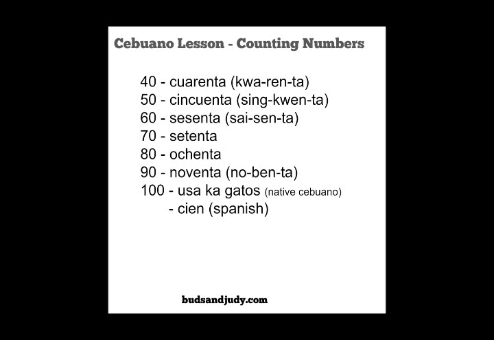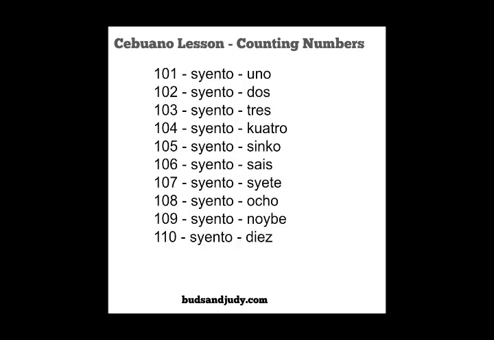So the 100 is usa ka gatos, it's native Cebuano, or you can say ciento in Spanish, but usually we say usa ka gatos. And then if we move forward from 100, we say 101, 102, 103, 104, 105, 106, 107, 108, 110.